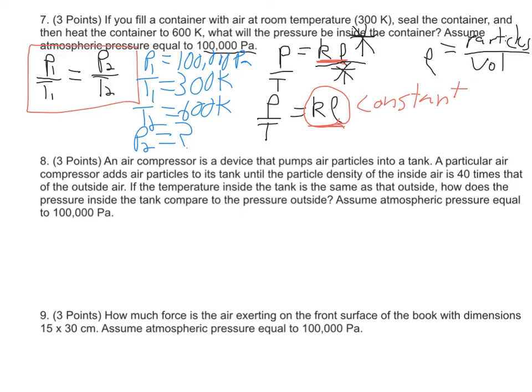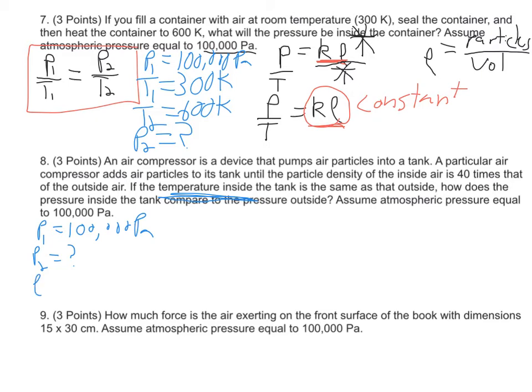So in this case, if we go and label our variables like we did before, we know that the pressure that would start, the outside pressure, is 100,000 pascals. The new pressure is what we're trying to figure out. What would its pressure be inside the tank? And we're told that we give it some time and the temperature will be equal to the same value. So temperature is a constant, just like we had density a constant in the previous problem.